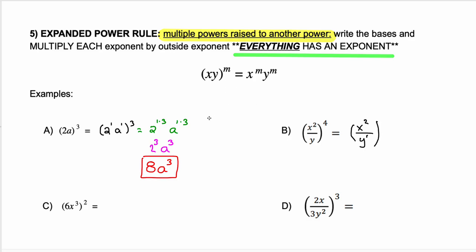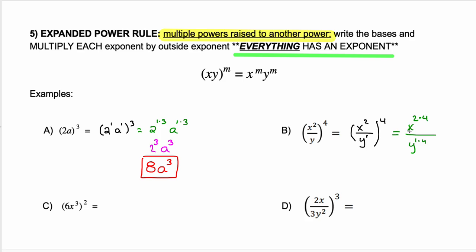So now we're going to multiply this exponent of 4 to the exponents of everything in there. I'm going to rewrite this using the expanded power rule. The numerator has a base of x, so I write the x, and then I take my exponent of 2 and multiply it by 4. Then we have the division, and the denominator has a y raised to the, it already has a 1, and then we multiply it by the 4.